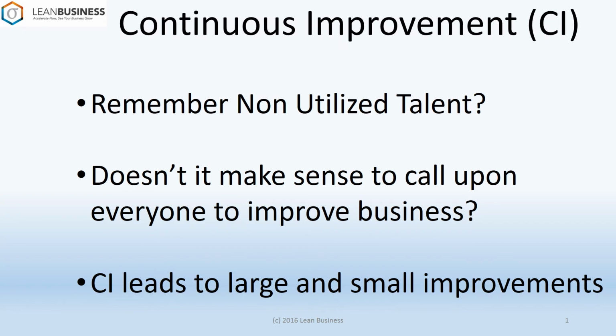Toyota receives 1.5 million continuous improvement ideas a year from their employees, and they utilize 95% of those. Remember when we looked at downtime? Well, the N stood for non-utilized talent. Everybody in your company has the right to be an expert at something, and doesn't it make sense to call upon them to improve your business?